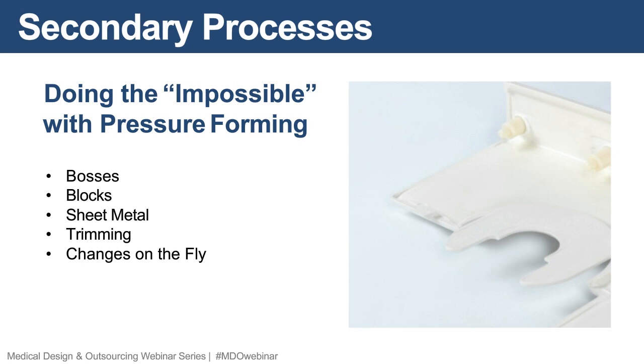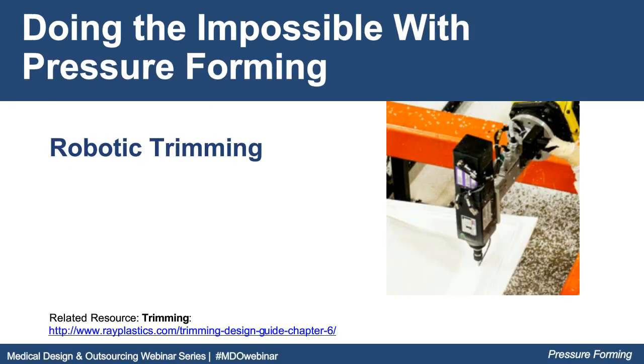The nice thing about these secondary processes is they're done quickly and they're done efficiently. Bonding fixtures can be changed rapidly. Trim can be changed rapidly. The fixtures required can be changed rapidly. So these are things that can all happen very fast when it comes to secondary processes. Doing the impossible with pressure forming is definitely helped out with robotic trimming.